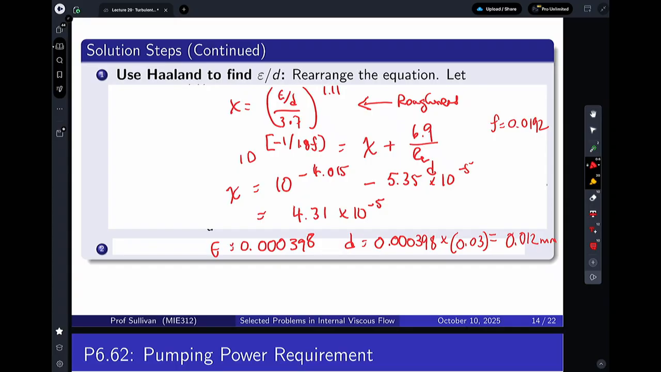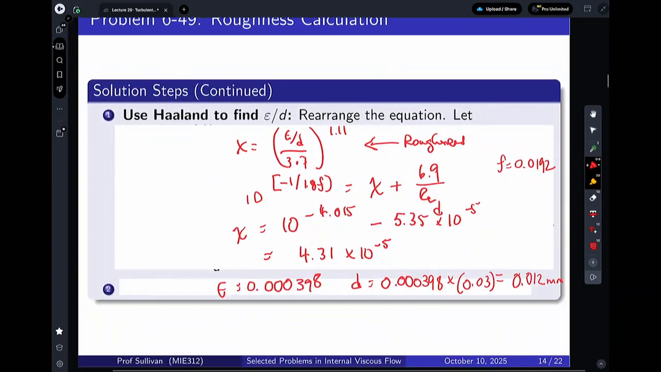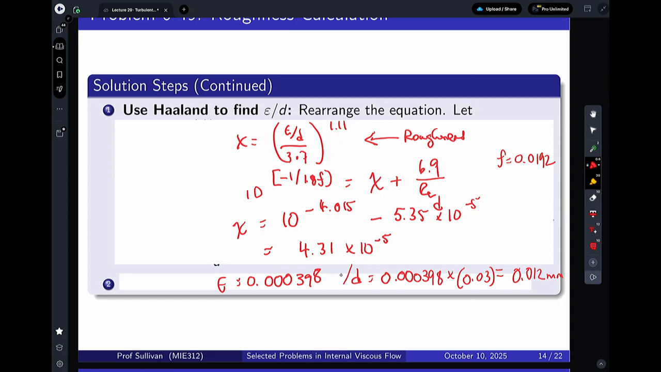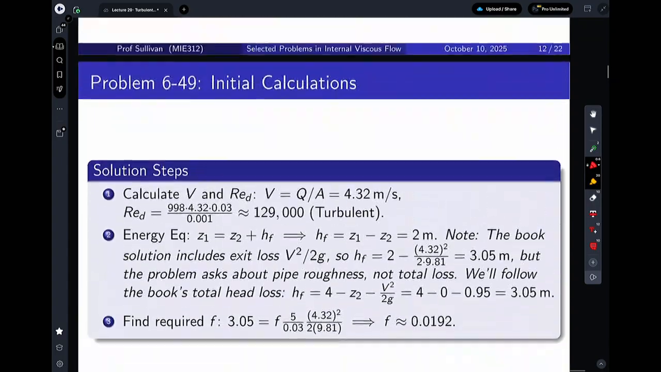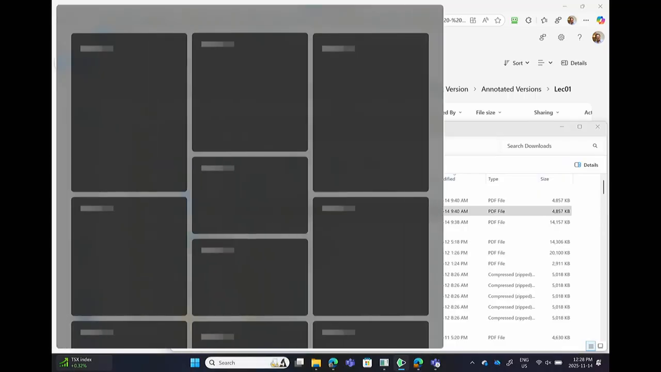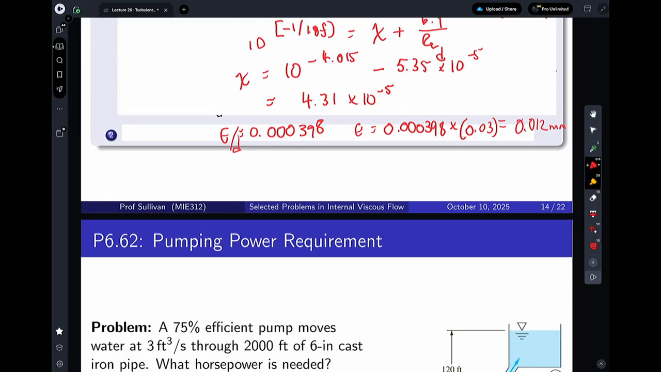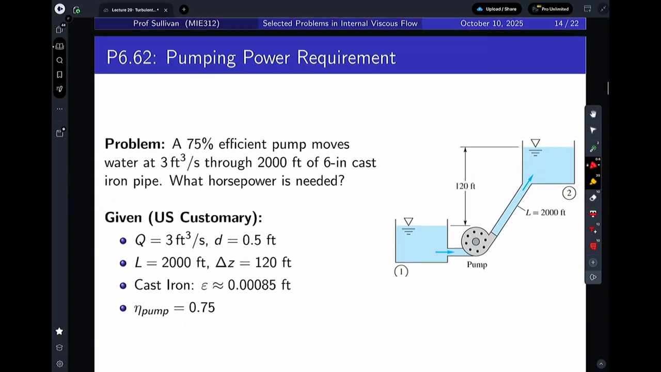Go ahead. Isn't D given in the problem? Oh, you know what this is? I think I miswrote. Hold on. Yeah, D is given in the problem. That makes more sense. This is epsilon over D. This is epsilon. Thank you. All right. Very small roughness factor. Okay, I got lazy.